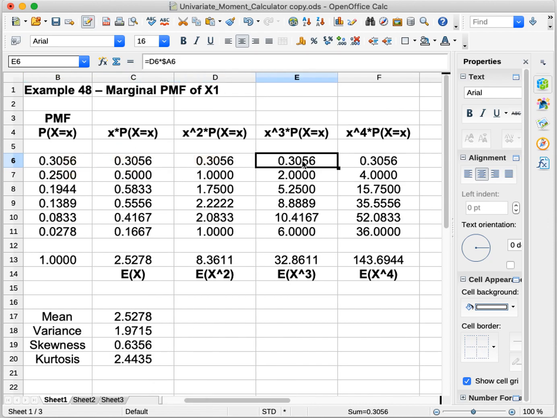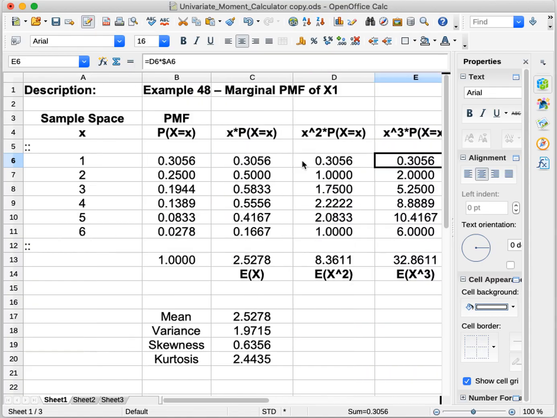Everything else is cells that have formulas in them, and so then I get the values down here that I need. So the mean of the marginal distribution of x1 is 2.5278. The variance is 1.9715. The skewness is 0.6356, and the kurtosis is 2.4435. All right, and so we can do a very similar thing for the distribution of x2.